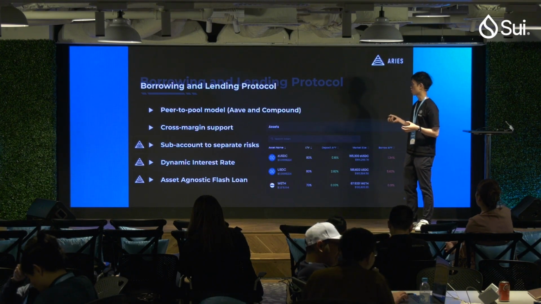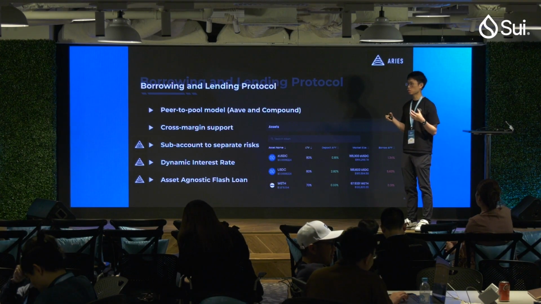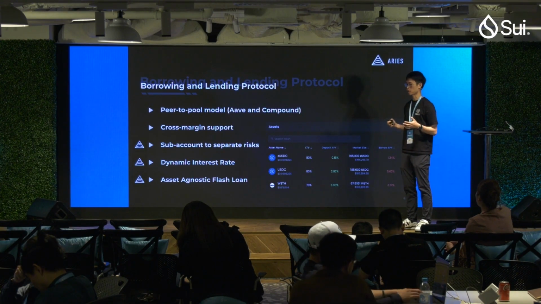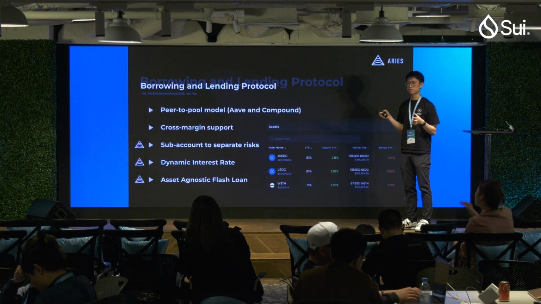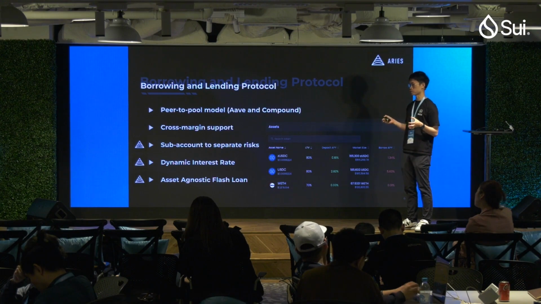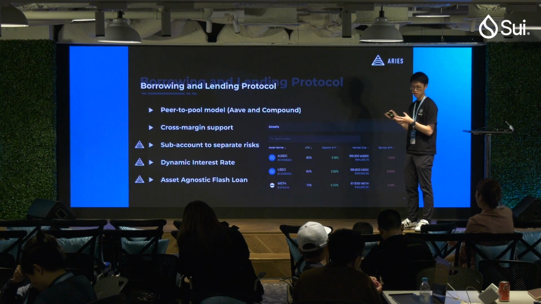One thing that's unique about our platform is that we support sub-accounts. So for users who are risk averse, they can create multiple sub-accounts. And for one account, they can use it as their savings account, and that would not be subject to liquidation risk. And for other accounts, they can use it for degen trading. And even if one of these sub-accounts gets liquidated, it won't affect your other accounts.